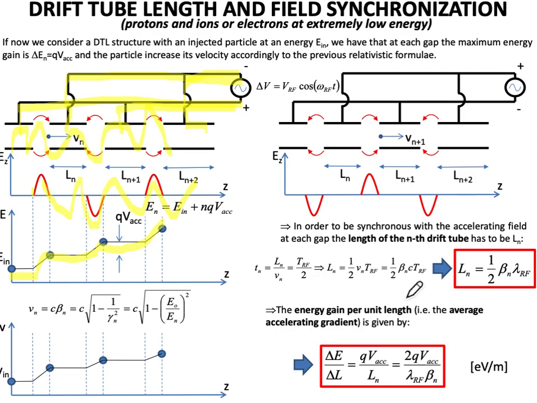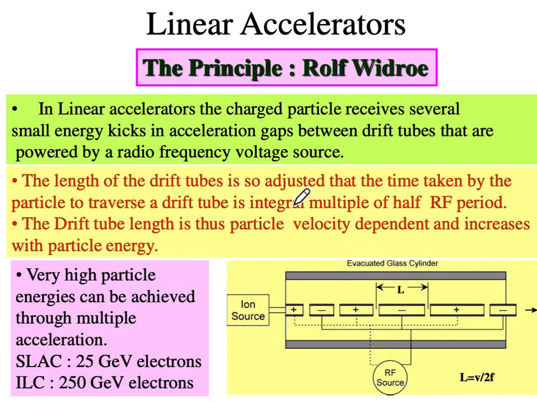So let us go to the linear accelerator and how it works. I already told you how the construction is. In linear accelerators, the charged particle receives several small energy kicks in the acceleration gaps between drift tubes that are powered by a radio frequency voltage source. So L equals v divided by 2f. Sometimes we can write it like this also.